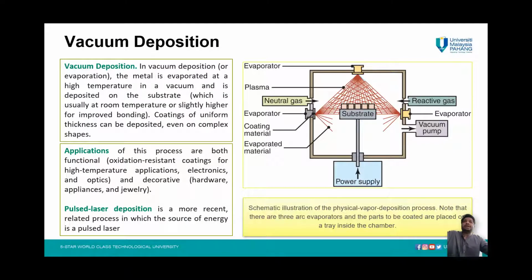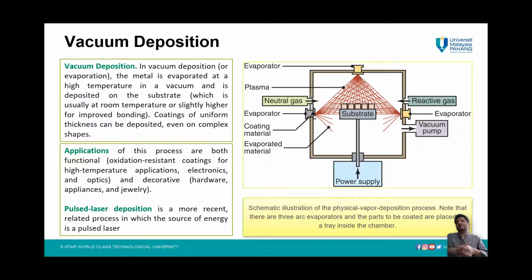So let us take a look at the first type of physical vapor deposition technique, which is vacuum deposition. As you can see in the picture, we have an evaporator, and that evaporator is basically used to melt and evaporate the material at high temperature in a vacuum. This whole chamber is in a vacuum and is connected to a vacuum pump. Then we have evaporators, and these evaporators help evaporate the material.